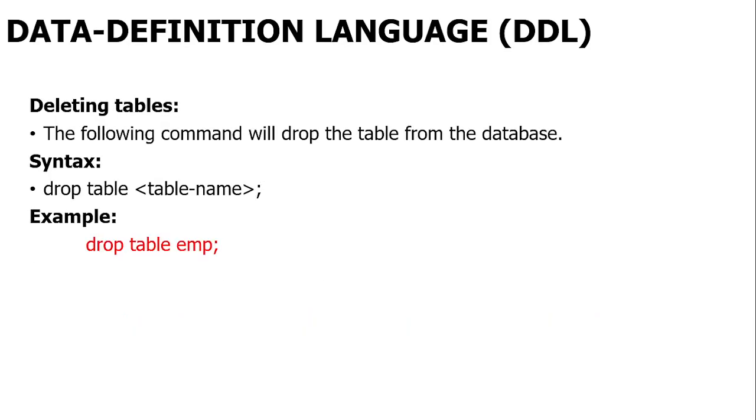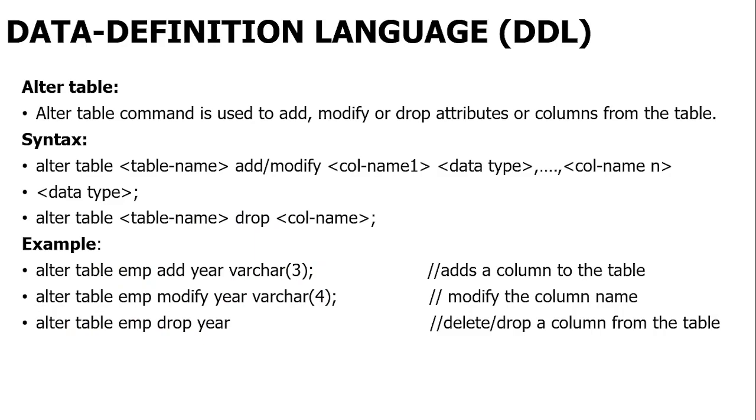So to delete the table, I'm using drop table, then table name. The following command will drop the table from the database. Then alter table. The alter table command is used to add, modify or drop attributes or columns from the table.